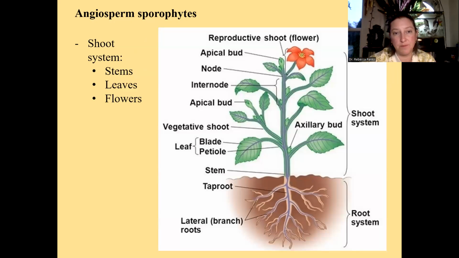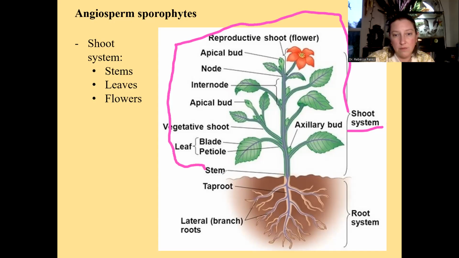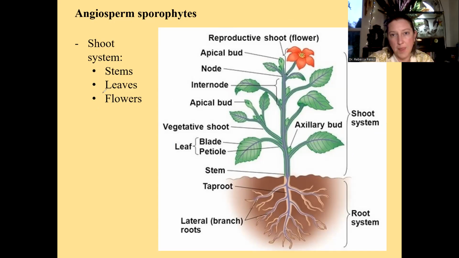So you have a shoot system. This is kind of what I was talking about before. You have a shoot system and you have a root system, right? The shoot system, I thought maybe I drew around it, but just to show you here, shoot system. Shoot system is everything that's above the ground, right? So what's in the shoot system? Stems, leaves, flowers. Those are all parts of the shoot system.